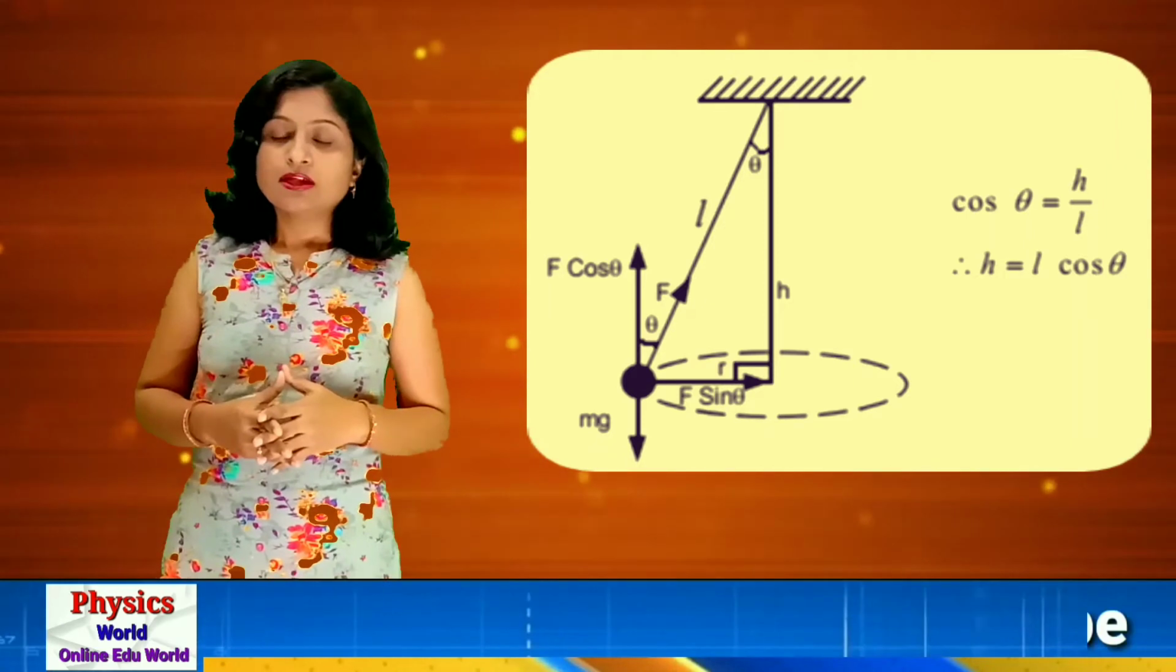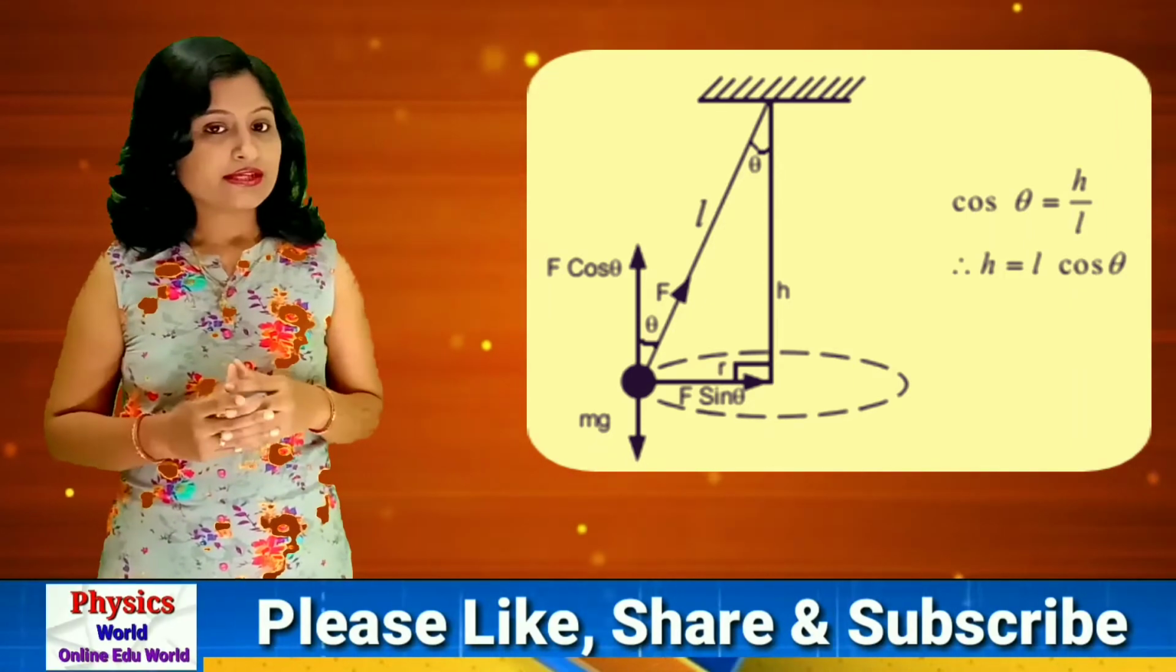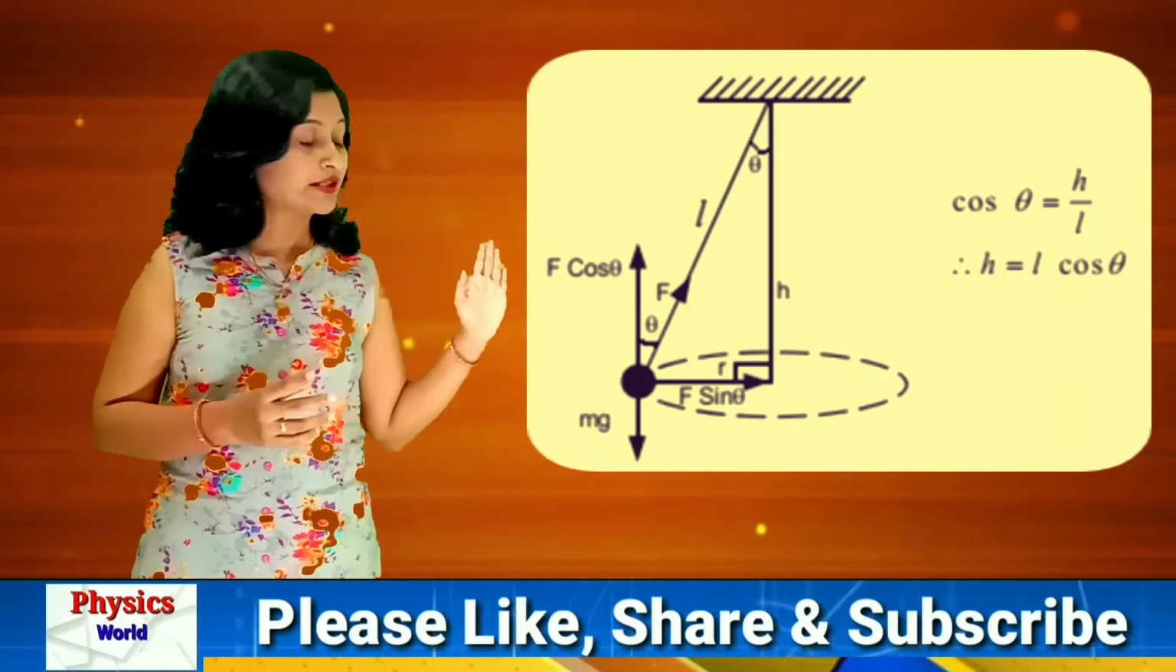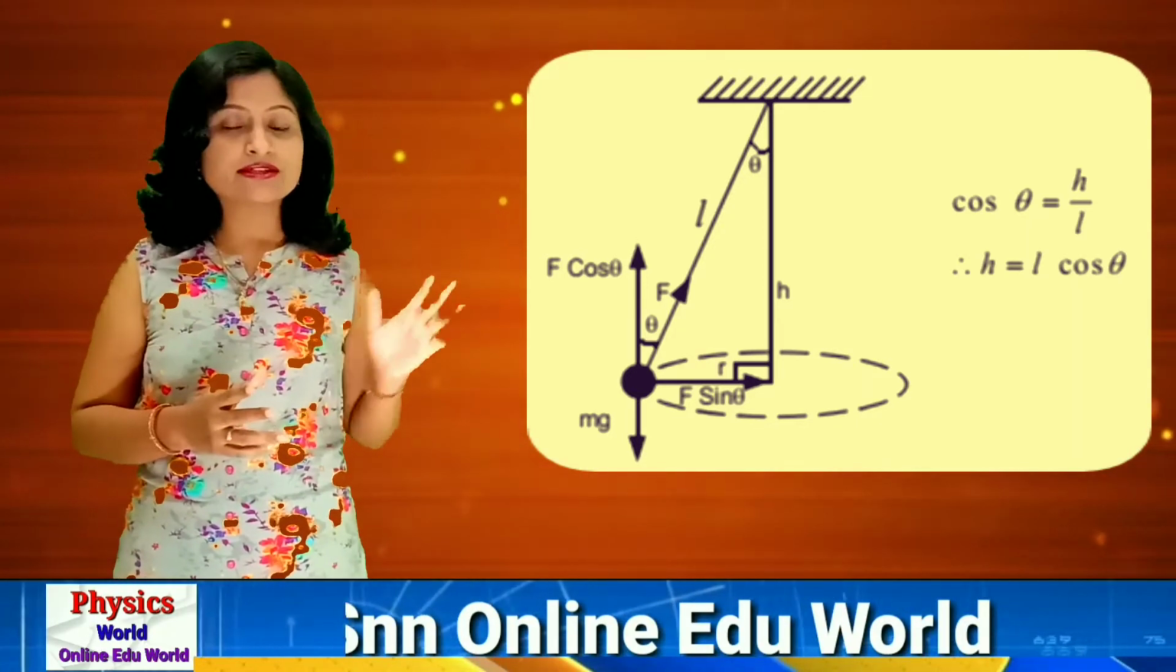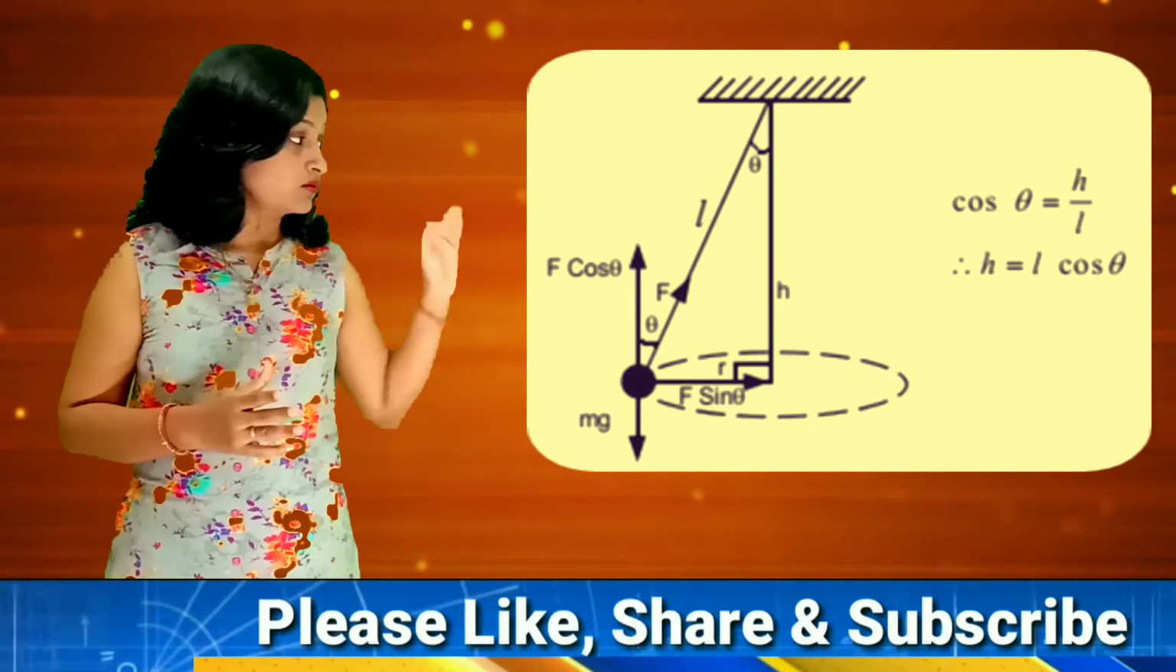Now let r be the radius of that circular path performed by the conical pendulum, and h the height of the conical pendulum.